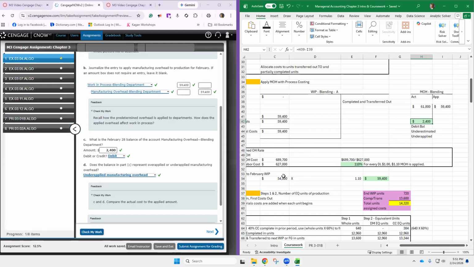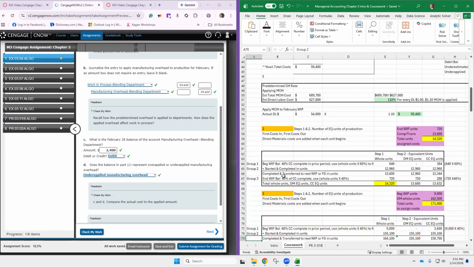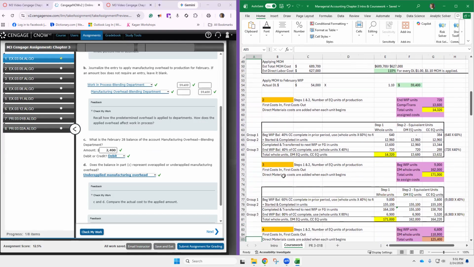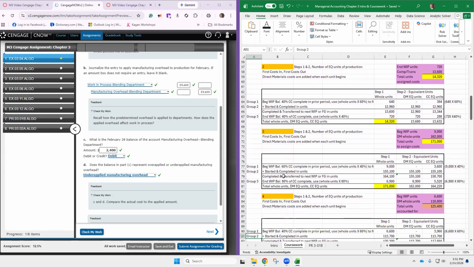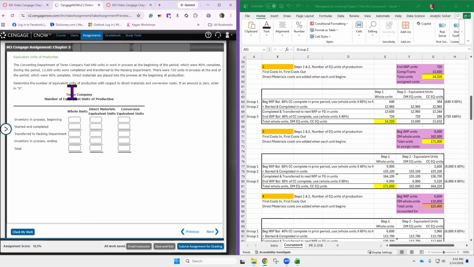Okay, here we go. I want you to see that I have quite a bit of information on these screens. I understand. So here's number 2. Let's just pay attention to what's up here in number 2. This is called equivalent units of production. So this is first cost in, first cost out.